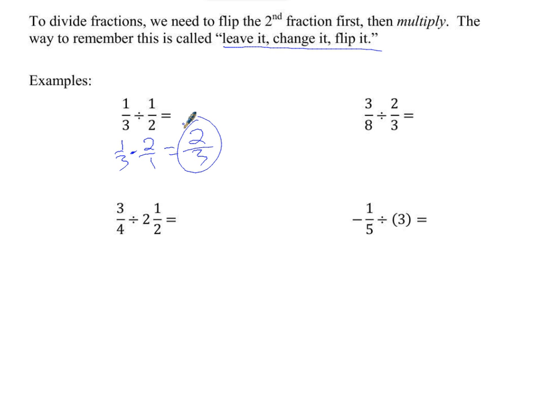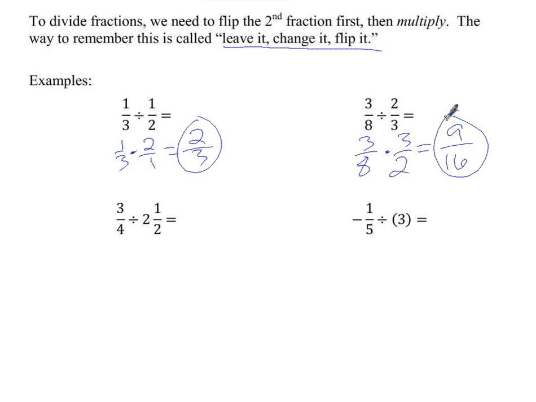So what should I do on 3/8 divided by 2/3? Leave the 3/8. Okay, change the division to multiplication. Flip the 2/3 and I get 3/2. All right, now we can multiply. What do we get? 9/16. Does that reduce? The only factors of 9 are 1, 3, and 9. Do any of those go into 16? No. So that's the answer, 9/16.